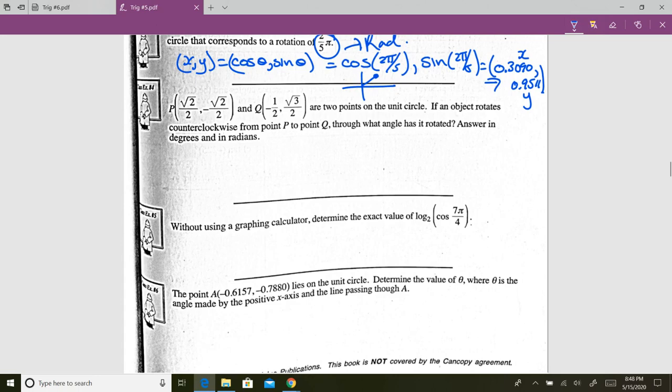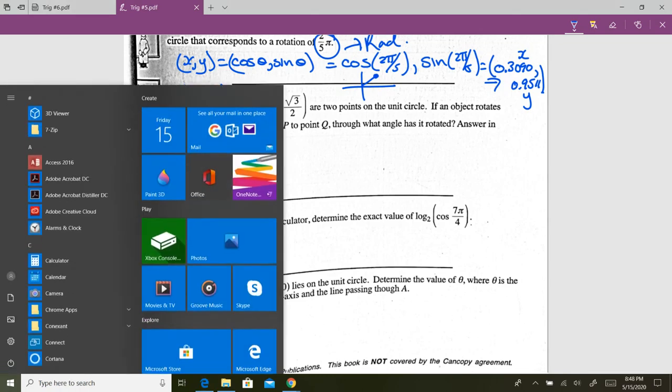Similar type question. We have 2 points, P, root 2 over 2 and negative root 2 over 2, and Q, which is negative 1/2 and root 3 over 2, are 2 points on the unit circle. We rotate clockwise from point P to Q. What is that angle? Okay, so basically draw a picture first. Point P, this is your x, this is your y. Your x value is positive, your y value is negative. So I know I'm somewhere down here.